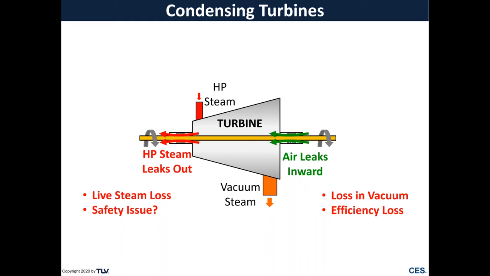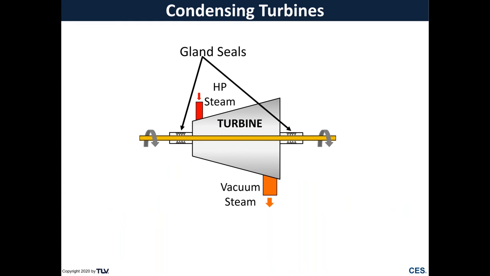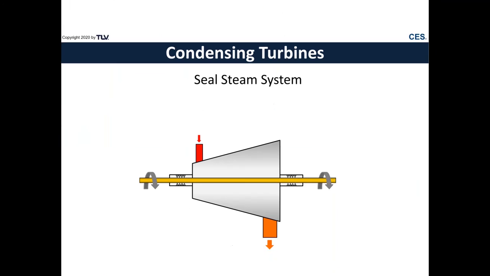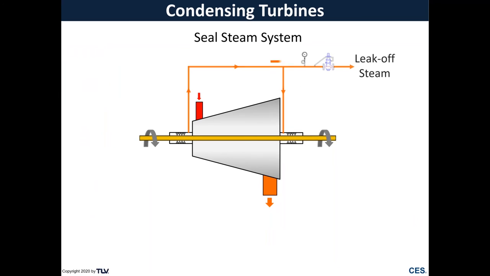So to reduce leakage out or in, gland seals are located at each end of the casing. Within the gland seals are labyrinth seals, which considerably reduce the amount of leakage of steam or air. But even so, there will still be some leakage of high-pressure steam through the gland seal. This leakage steam is extracted from the gland using a leak-off header and is maintained at very low pressure, while some of this low-pressure steam is also supplied to the gland on the vacuum end of the turbine to prevent air from leaking into the turbine.